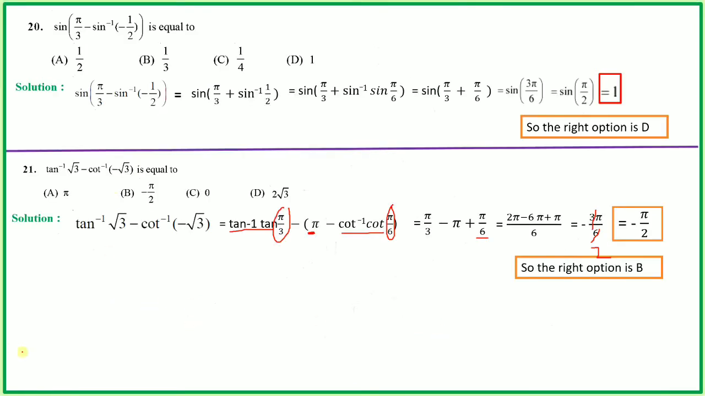Okay, so that's all about this exercise. And now we will start the next exercise, that is the miscellaneous exercise of chapter number 2, that is inverse trigonometry.